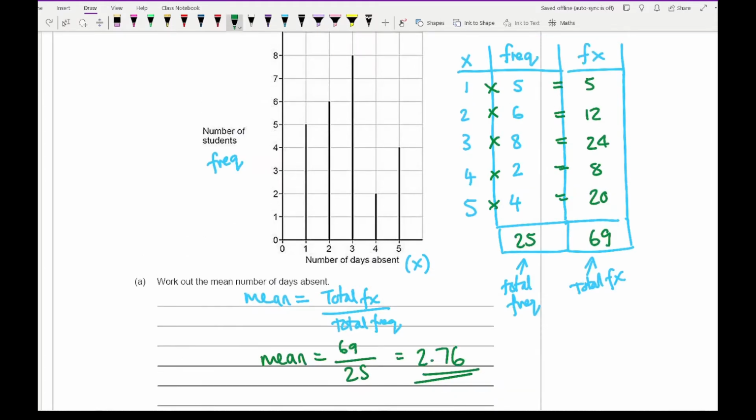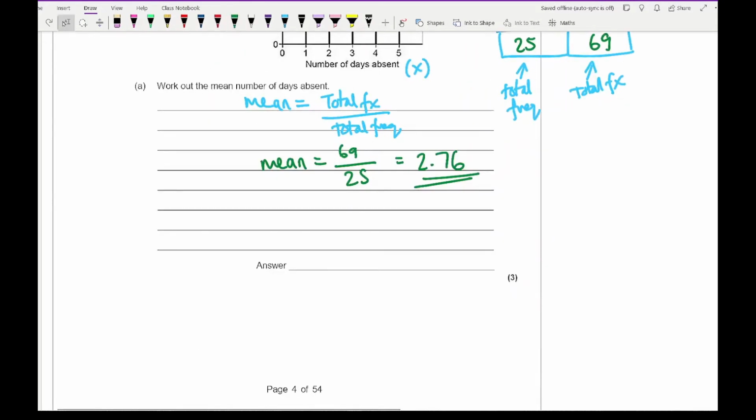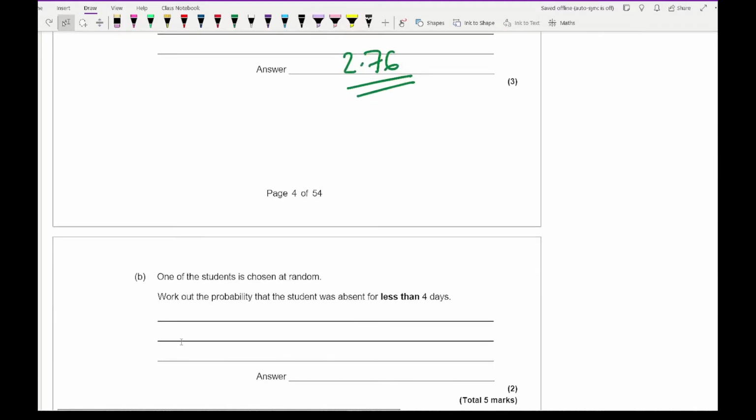Is my answer close to 3? Yes, it is. So that seems like a very reasonable answer. So here the correct answer is 2.76. Now again, it's really important that you do show working out, particularly as it is worth 3 marks.